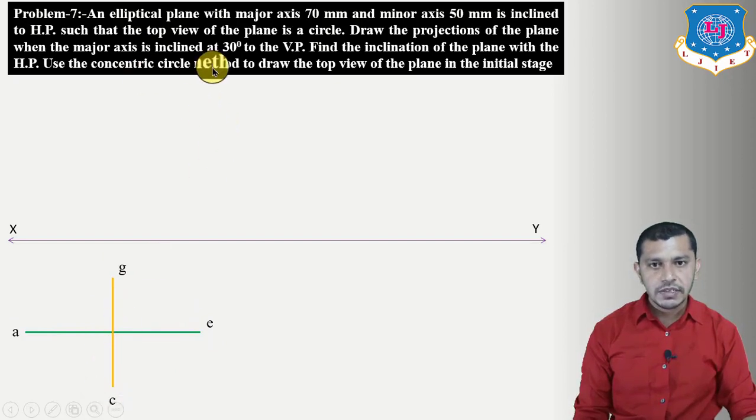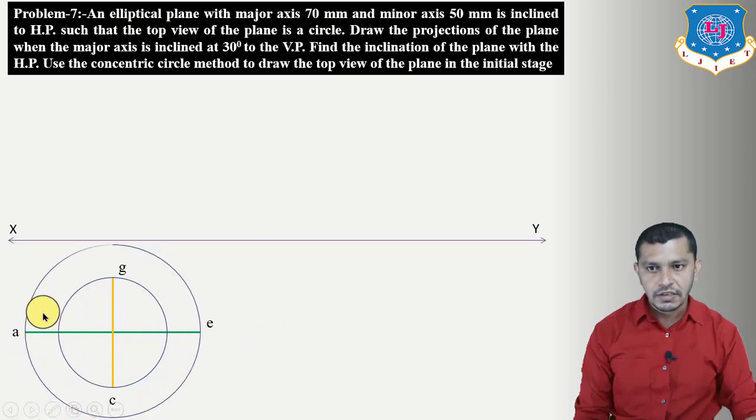Now let us apply the concentric circle method. Concentric circle method means the circles having the same center. So here we have to draw the concentric circles. The radius of the first circle will be half of the major axis. So by taking center at the intersection point of the major axis and minor axis, draw one circle having radius equal to half of the minor axis, and again by taking the center over here, draw another circle having radius equal to half of the major axis. So draw another circle having diameter equal to the major axis.